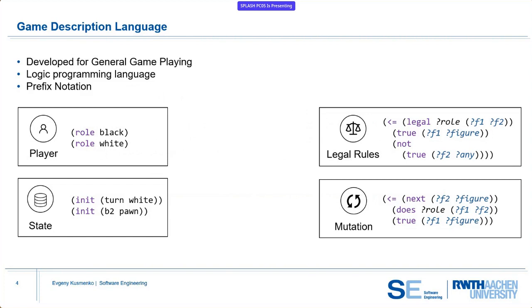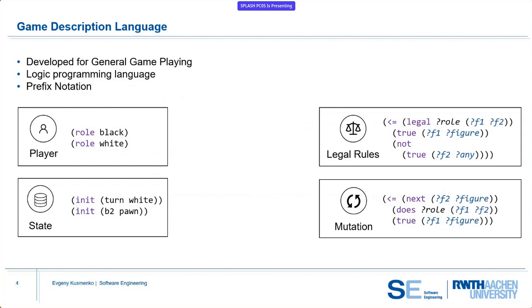So we have four main concepts here, which we are able to model using GDLs. The first one is, of course, the players themselves. We want to say which players we support in our game. For example, in chess we have the role of black and the role of white. So it's two players which can play the game. Then we have to define the rules, what is allowed, what is not allowed in our game. This is seen on the right-hand side.